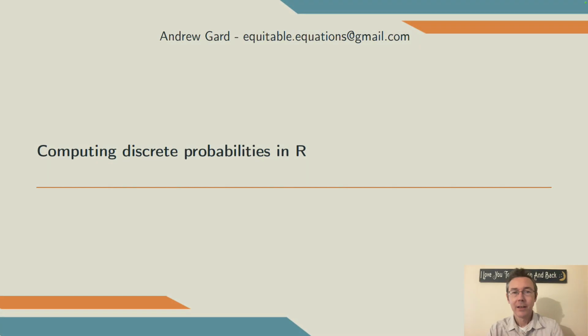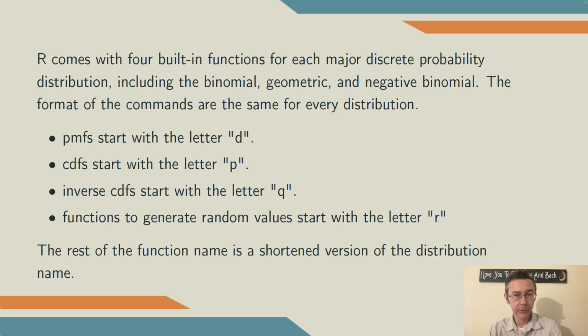Hey everybody. Today I'm going to show you how to calculate just about any discrete probability using R. R comes with built-in functions for all the major discrete probability distributions, including the binomial, geometric, negative binomial, hypergeometric, Poisson, the list goes on. The format for the commands is always the same, which is incredibly helpful.